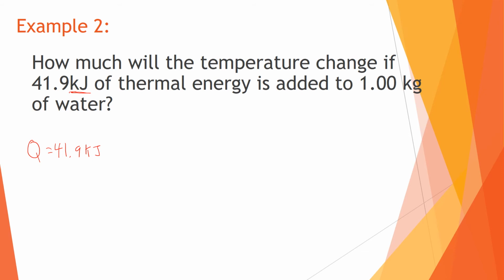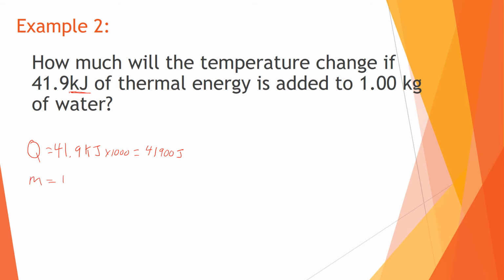What does the prefix kilo mean? It means that it's 1,000. It's like a kilometer. If I have 1 kilometer, how many meters do I have? Because meters is the base unit for distance, I have 1,000 meters. So if I have 41.9 kilojoules, I have to multiply this by 1,000 in order to get joules, and this is 41,900 joules. So I converted kilojoules to joules by multiplying by 1,000. Now they also give me mass.